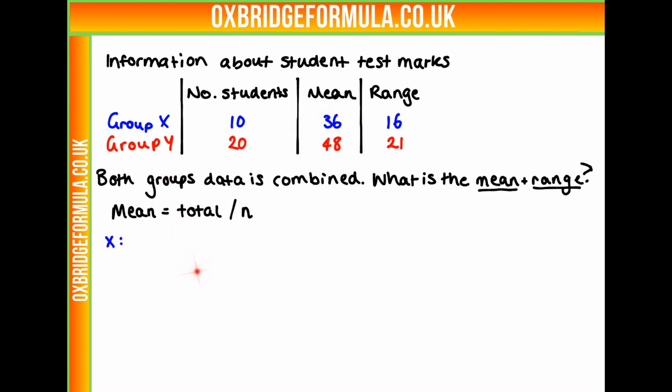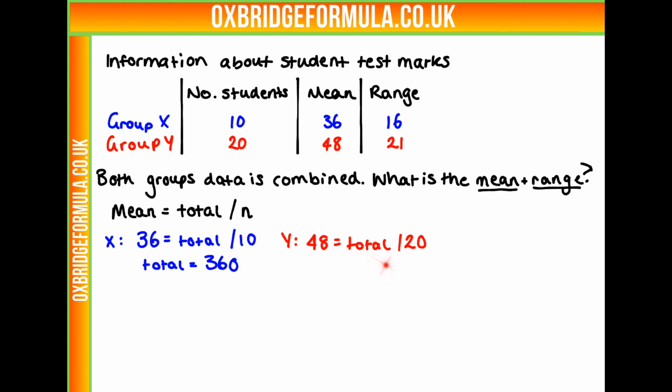So let's look at X. We know that the mean is 36. So 36 must equal the total score from X divided by the number of students, which is 10. So our total score for X was 360. And then for Y, we can do the same thing. We've got 48 equals the total score divided by 20 this time for the number of students, and we get 960.